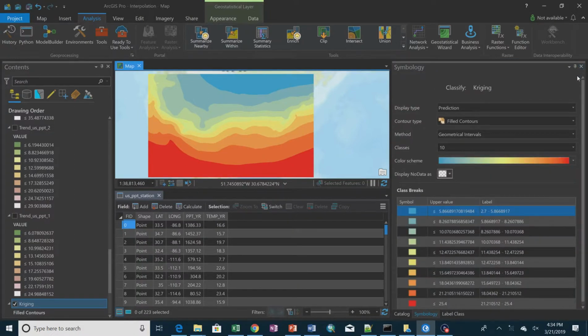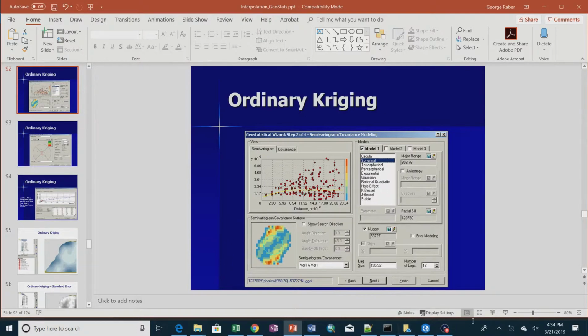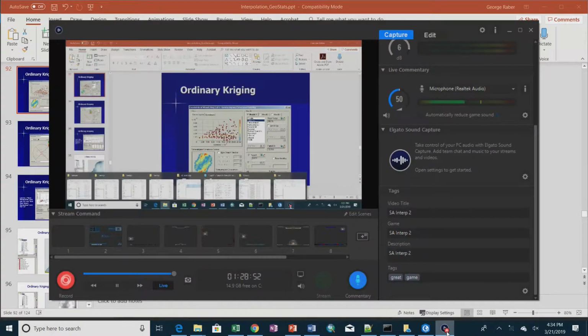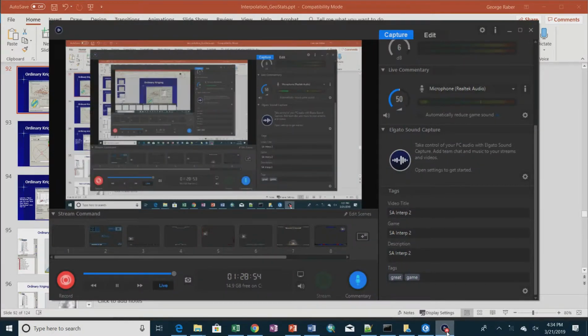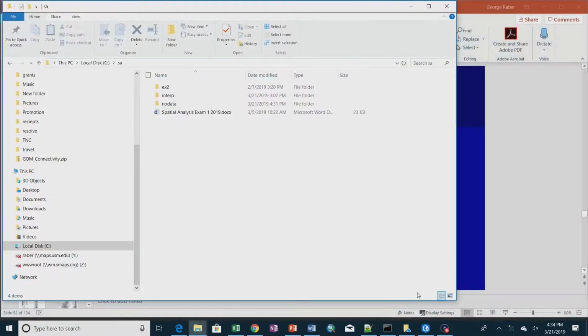Okay, so let's talk about the lab here real quick. Let's see how long this has been going for. It's been going a long time. Okay, so where is my lab?